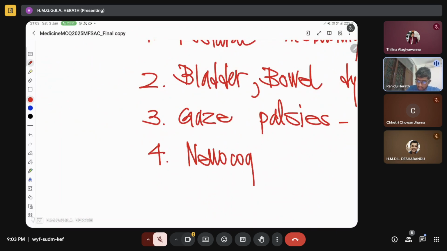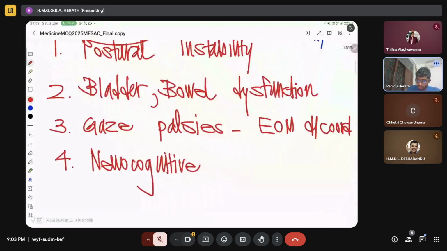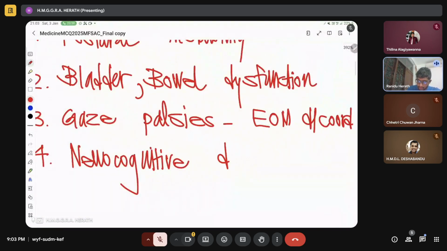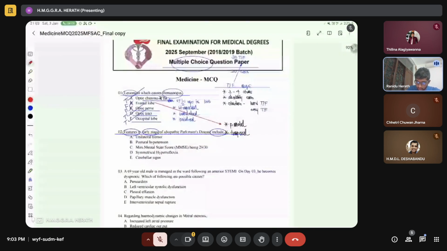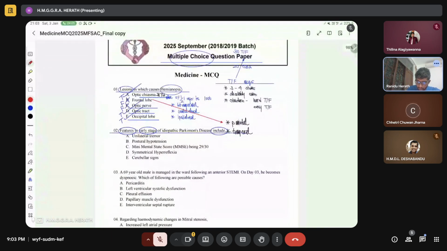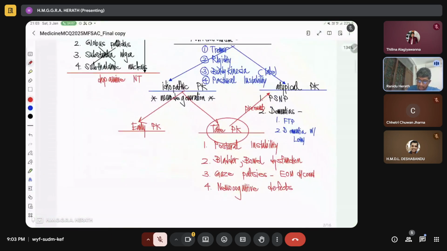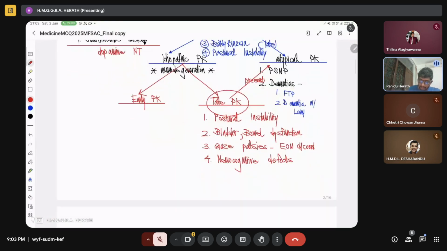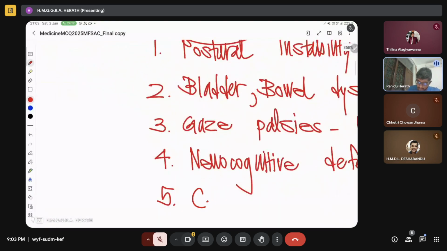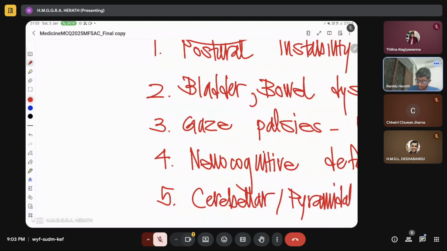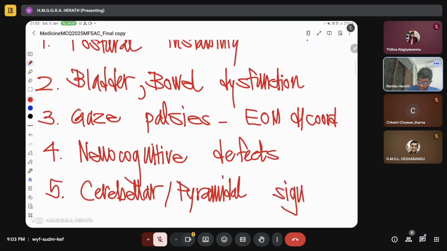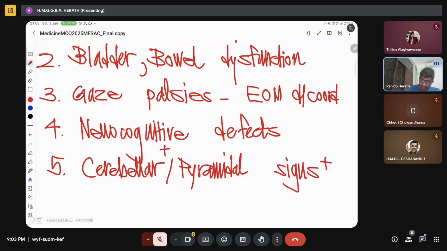Why do these patients with dementias present with early Parkinsonism, sorry, atypical Parkinsonism? So neurocognitive defects come as a part of atypical Parkinsonism. Understood? Also in atypical Parkinsonism, there is involvement of the cerebellar and also the pyramidal tracts. What are the pyramidal tracts? What do you mean by pyramidal tracts? So cerebellar signs and pyramidal signs are also there.